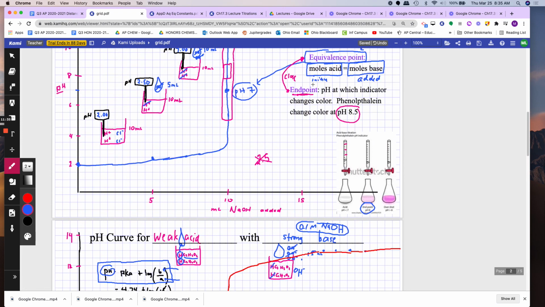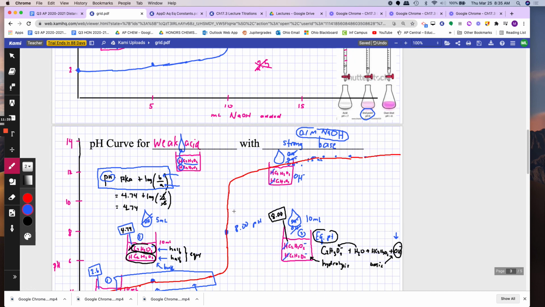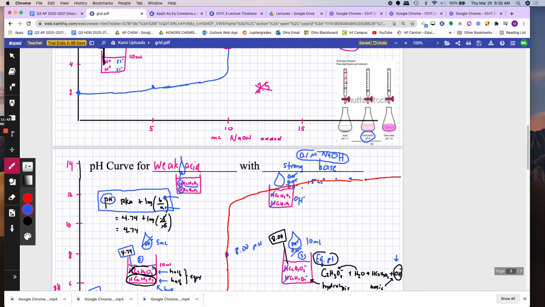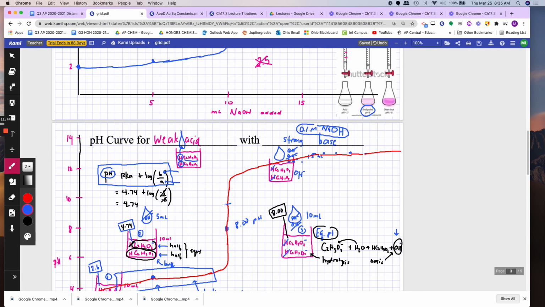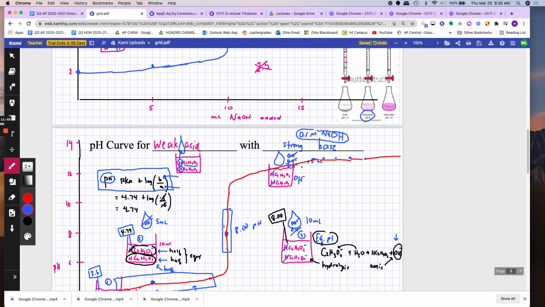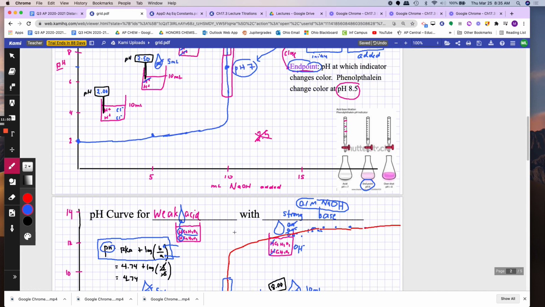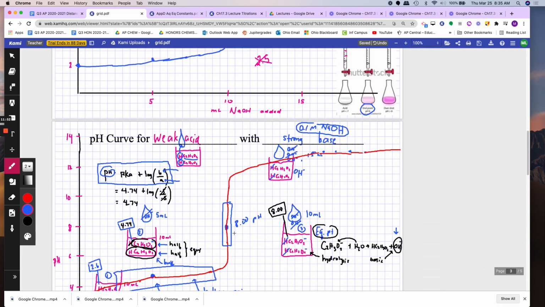Now, for the indicator, you can still use phenolphthalein because phenolphthalein again changes color around pH 8, so that'll still be fine. So this area could be where your indicator can change color. Okay, and that's it.